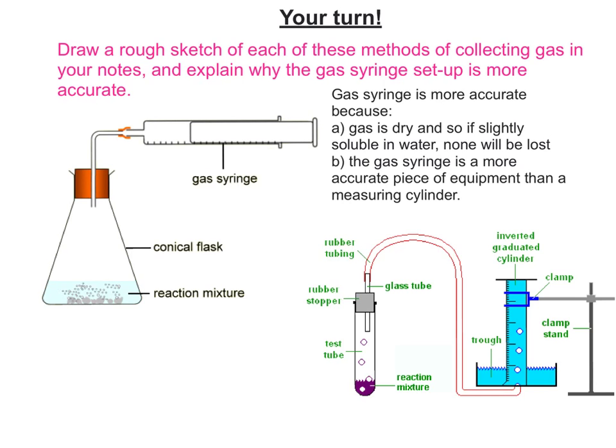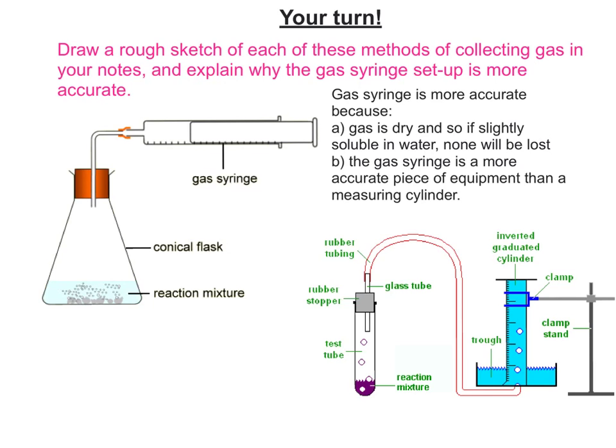So hopefully you were able to spot two things. First of all, the gas is dry, so if it happens to be slightly soluble in water, none will be lost during the measurement process. If you were to pass it through water, collect it over water, in the other diagram at the bottom right, you can see the bubbles have to travel through some water and therefore some of the gas might dissolve. That will affect the actual amount that you're measuring.